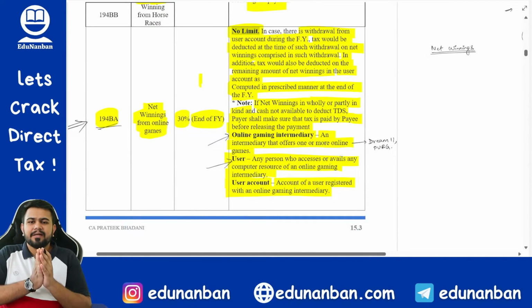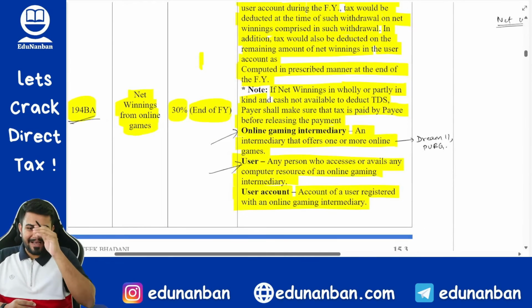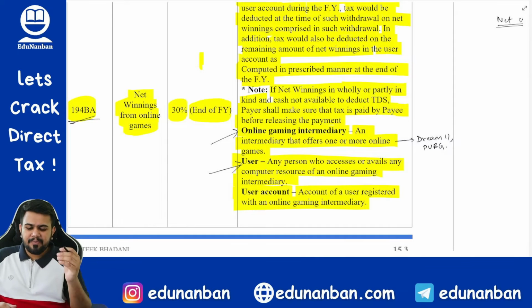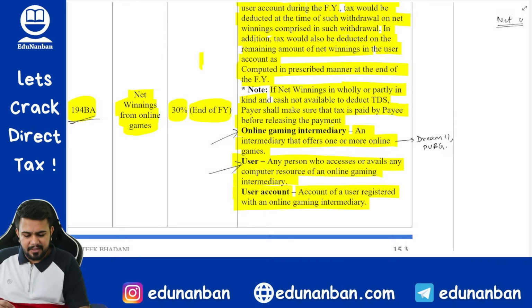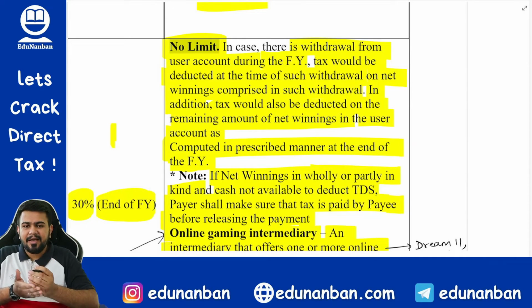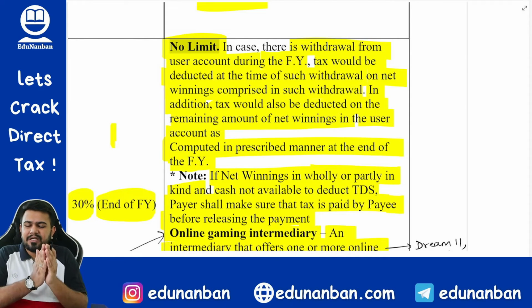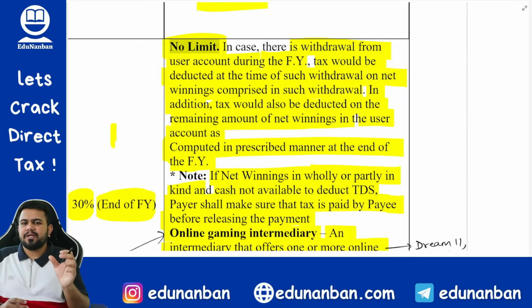Sir, on what is 194BA applicable? Answer is winning from online game. Who has to deduct the TDS? Online gaming intermediary. Who is the payee? The user is the payee on whom the TDS will be deducted. Now, is there any limit? Answer is no, there is no limit. How will the TDS be deducted? On every withdrawal the TDS will be deducted, and whatever net winnings is there as balance in the account as on 31st of March 2024, that is year end, TDS has to be deducted on that.